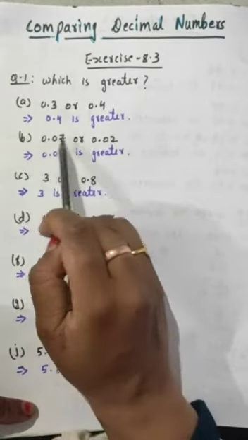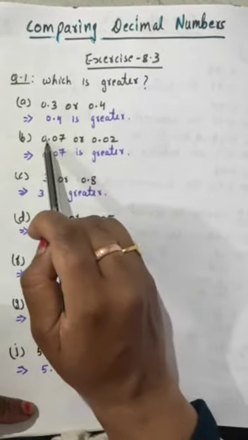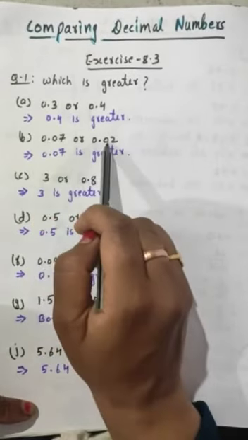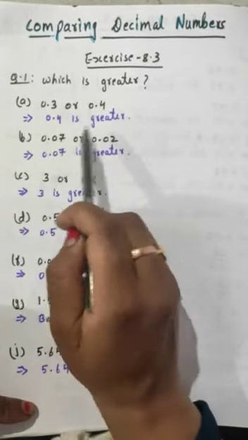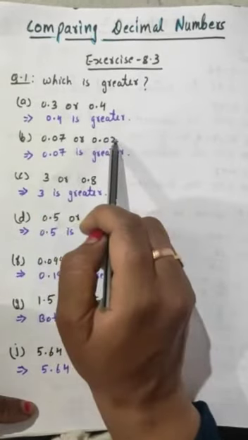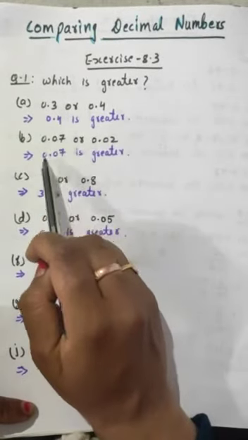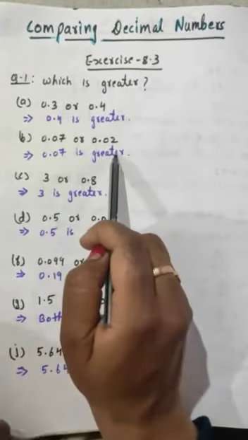आप पहले 0 0 सेम है. डेसिमल के बाद पहला डिजिट 0 0 सेम है. Then you go to the next one, which is 7, and this is 2. So 7 is greater, so 0.07 is greater.